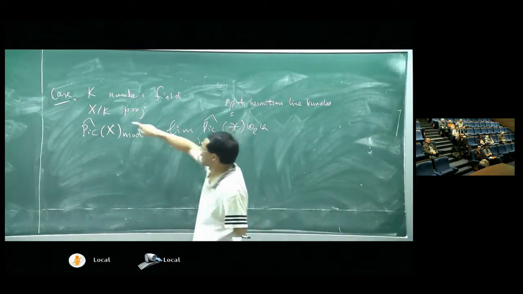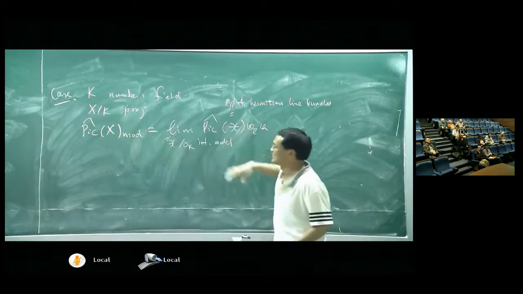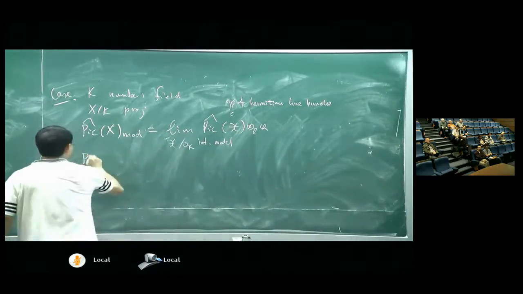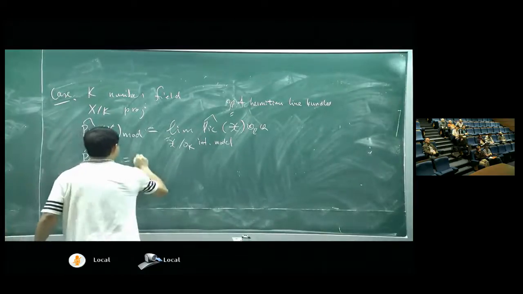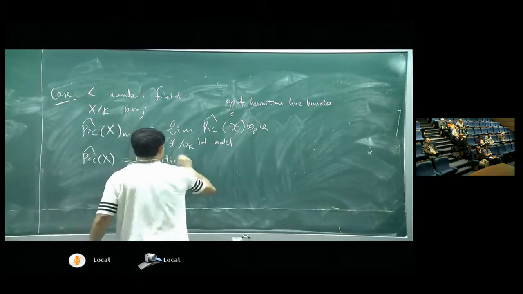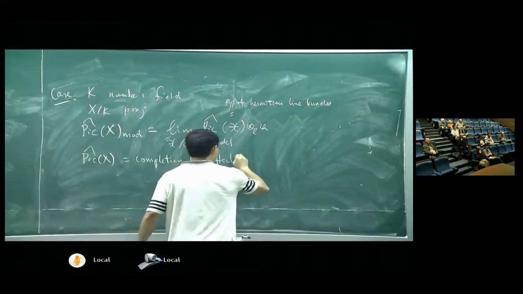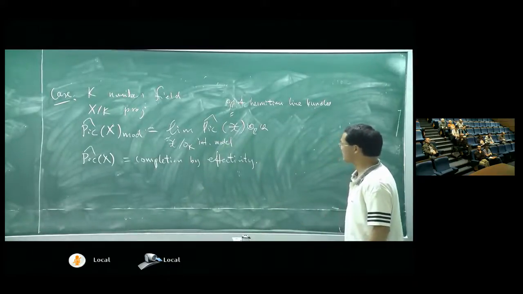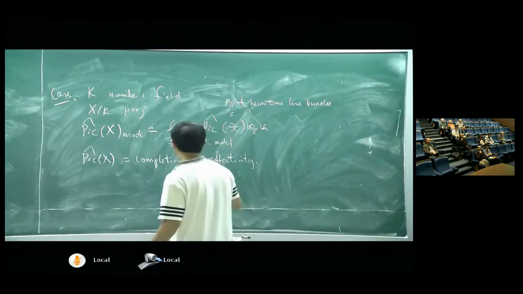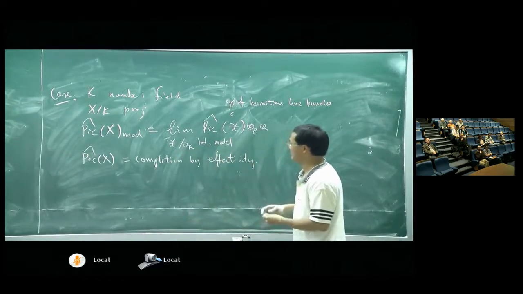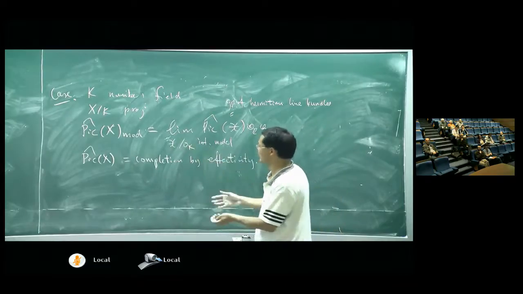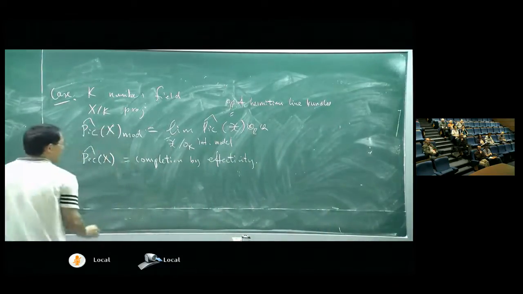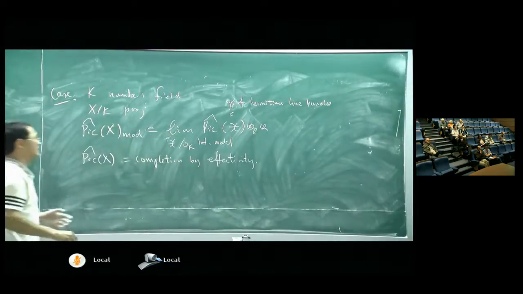Or maybe you take K as a global function field, then you don't have infinity. It's just a model over your projective curve. So now Pic hat of X is the completion. Actually, there is a complication. Since we have infinitely many points on the base, there are some requirements about that, but let's ignore that. So this is the adelic line bundles we consider.